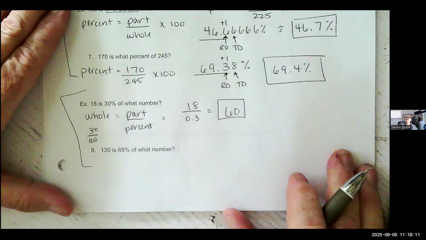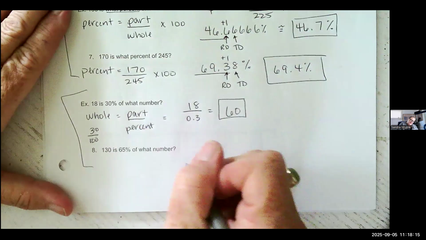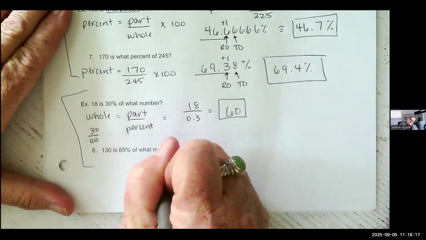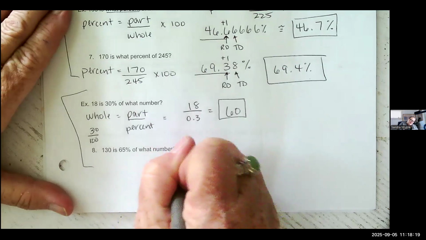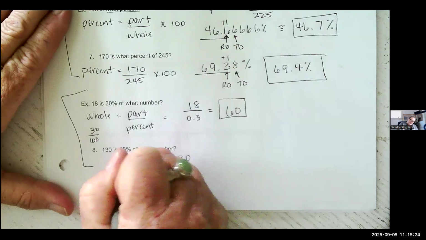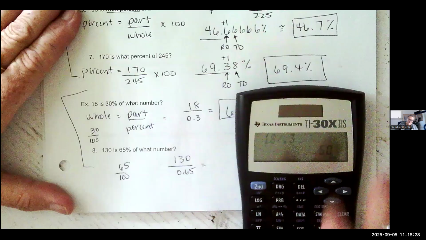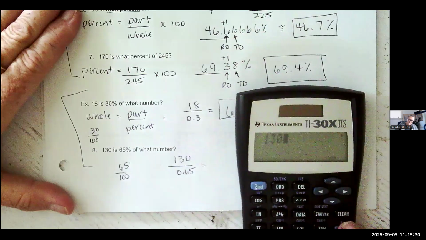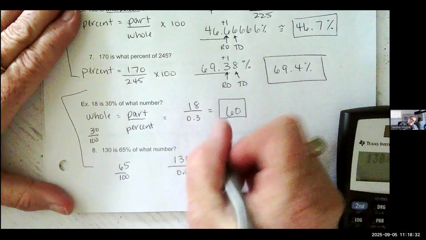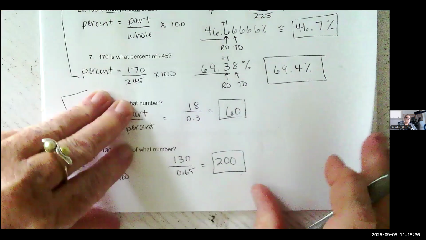All right, pause the video, attempt this next one yourself. Okay, so same thing. Part divided by percent, so 130 divided by 65 divided by 100 is 0.65. $200. All right, let me know what questions you have.